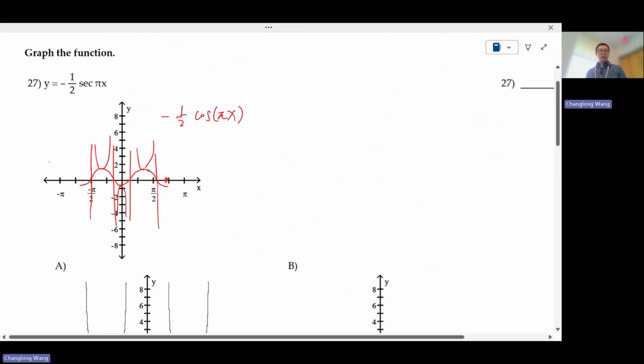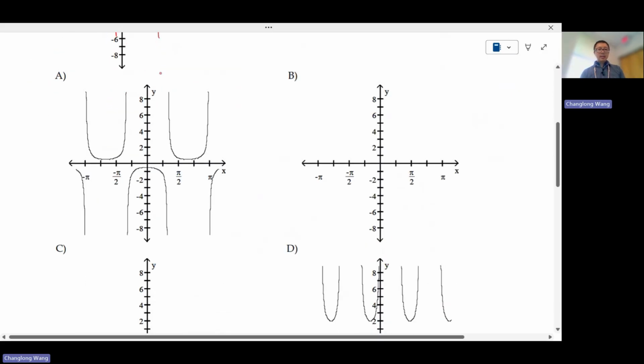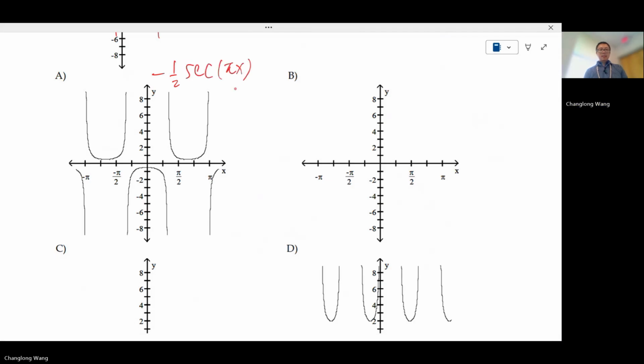Okay, so what we are plotting is negative 1/2 secant pi x. How do you find the y-intercept of this graph? How do you find the y-intercept of a graph in general? Algebraically, you substitute 0 for x and evaluate it. Type it in real quick on the calculator. What is negative 1/2 times secant 0?